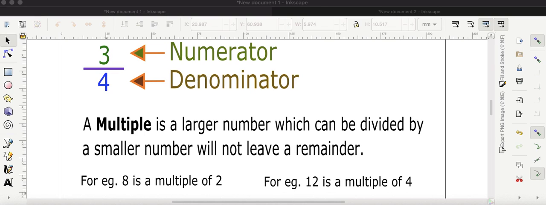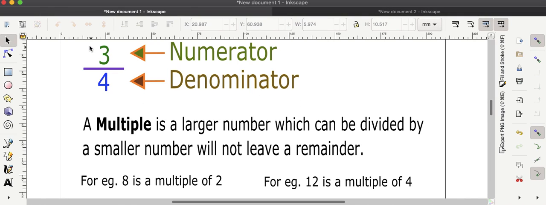Today we're going to learn how to find out the least common multiple of two or more numbers. Before that, we need to understand or recall what a fraction is and what a multiple is. So let's look at that right now.